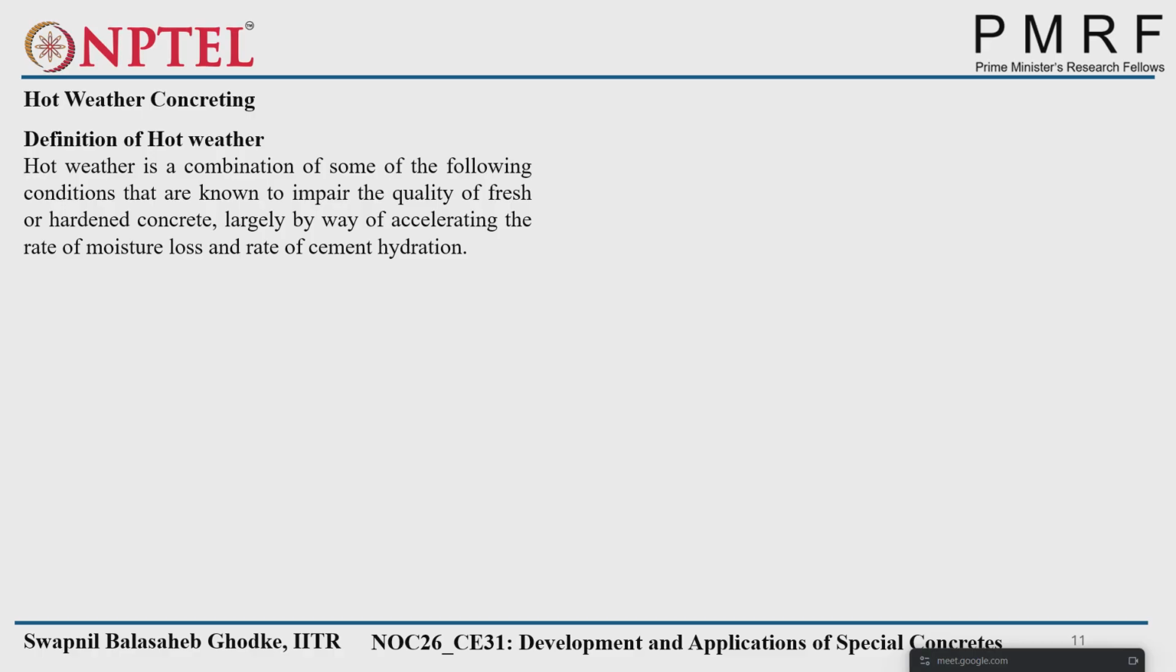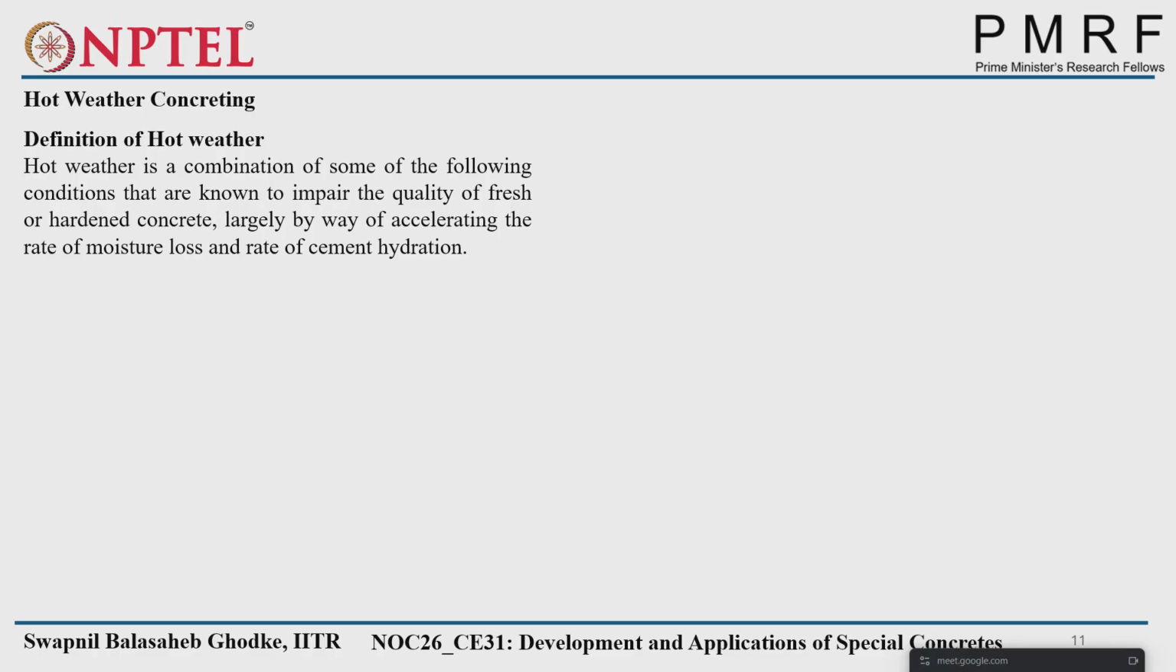Similar to cold weather concreting, there is hot weather concreting. What will happen? We have to go exactly opposite, right? Because there is a neutral temperature. Suppose a normal concreting temperature: below that we go for cold weather concreting, and above that we go for hot weather concreting. So exactly whatever aspects we saw in cold weather concreting, we have to see in the opposite manner for hot weather concreting.